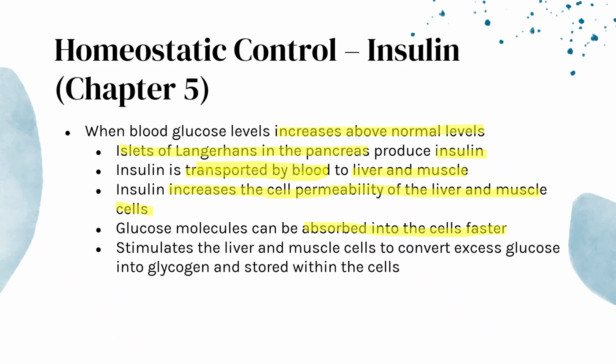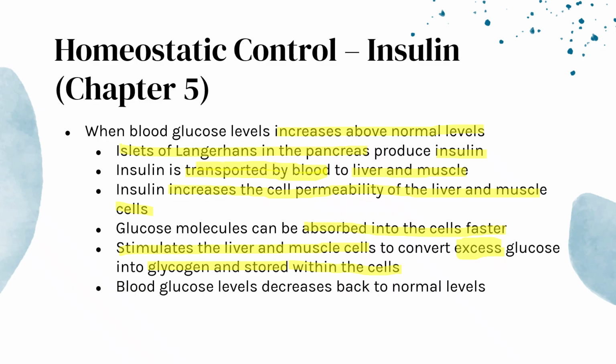And at the same time, it will stimulate the liver and muscle cells to convert excess glucose, this is a key word, excess glucose, into glycogen and stored within these cells. So they are actually trying to lower the glucose concentration in the blood by bringing the glucose molecules into the liver and muscle cells. So it's like crowd control. In the process of bringing all the glucose inside them, converting them to a polysaccharide and storing them, the glucose level will decrease and slowly go back to normal.